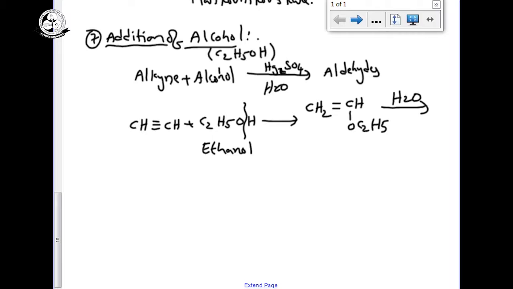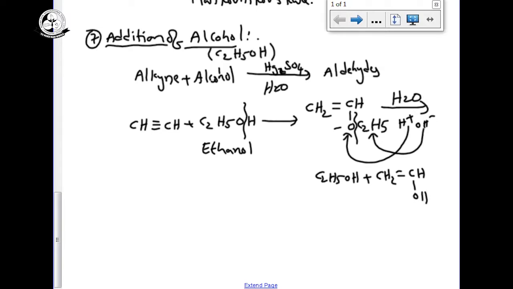Add water. Here I am breaking like this, from here H plus and OH minus. H plus will attack the O minus, and OH minus will attack here. So we get C2H5OH plus the remaining CH2 double bond CH OH. In the previous class we discussed this, it is called the enolic form. The enolic form is highly unstable and it is converted by tautomerism, keto-enol tautomerism.